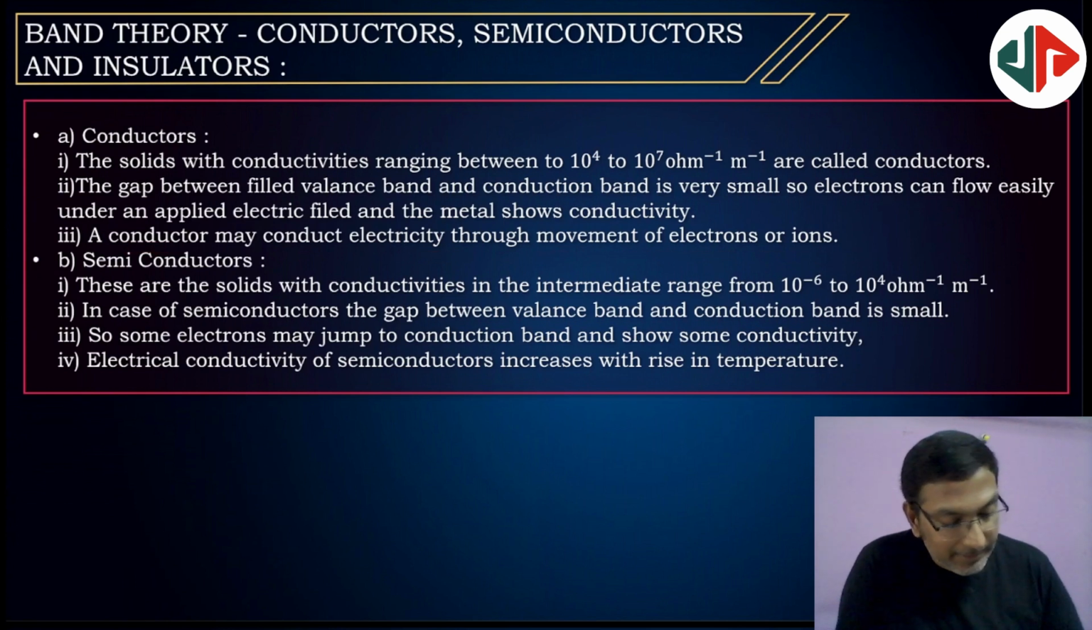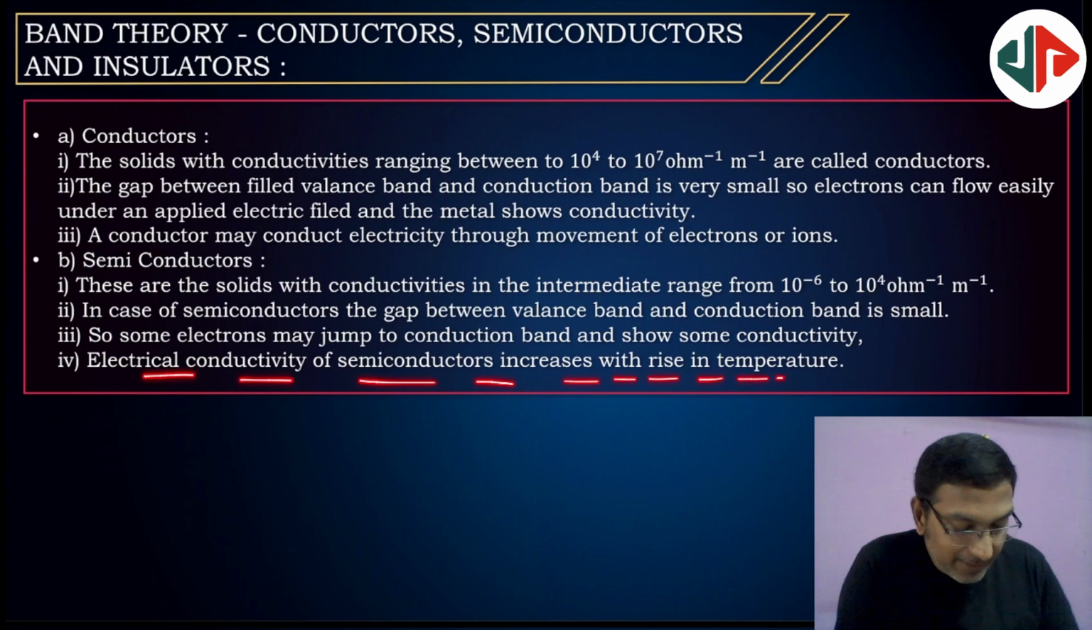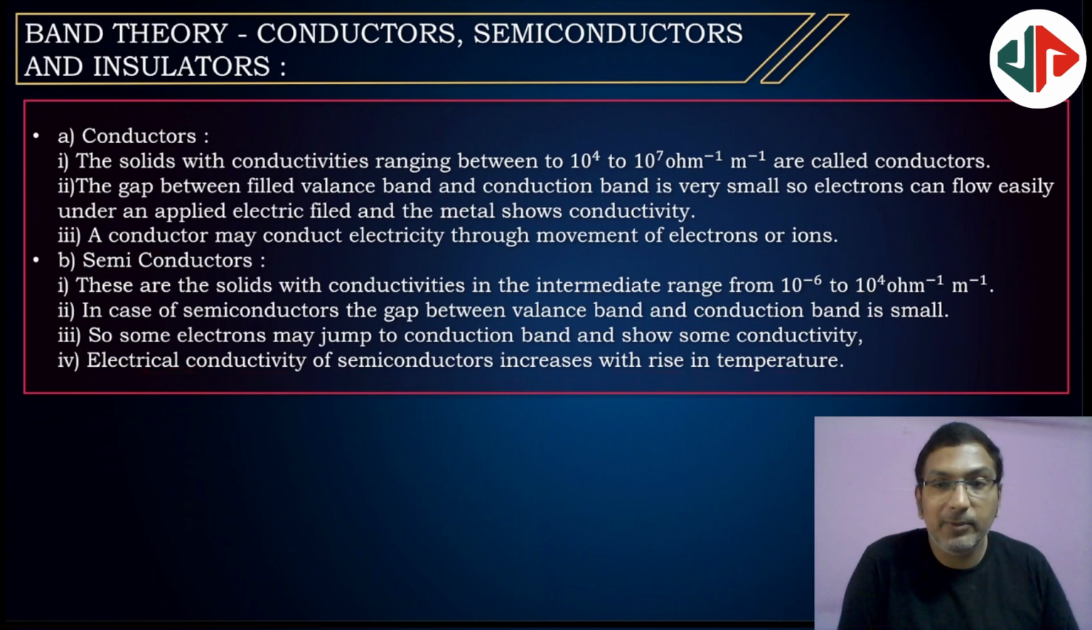Next, semiconductors. These are the conductors in which conductance lies between 10 power minus 6 to 10 power 4. Conductors, 10 power plus 4 to 10 power plus 7. Easy to remember. In case of conductors, both are plus values, 10 power plus 4, 10 power plus 7. In case of semiconductors, one minus value, one plus value. Next, electrical conductivity of semiconductors increases with increase of temperature due to the movement of free electrons or positive hole.